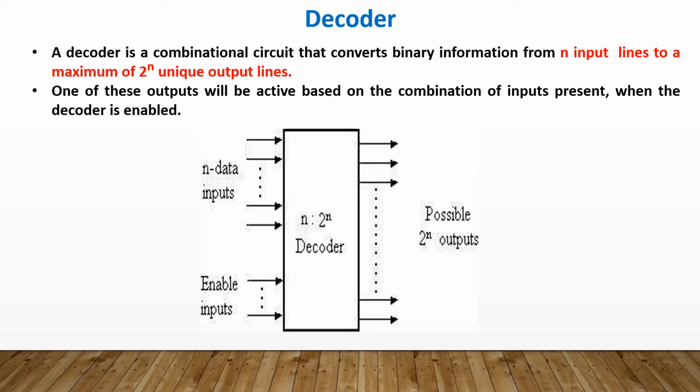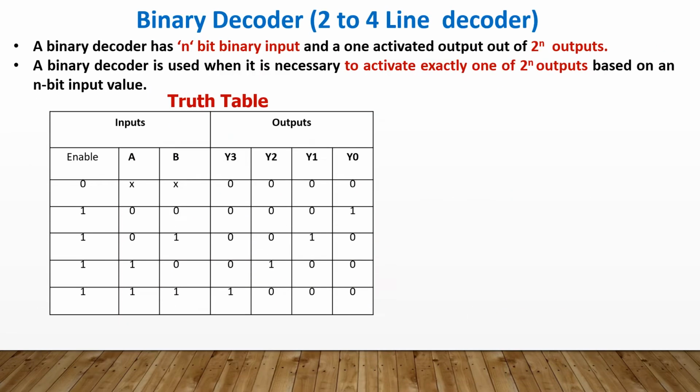Next, here is the binary decoder, that is, the 2 to 4 line decoder. This binary decoder has n binary inputs and one activated output out of 2 power n outputs. It is used whenever it is necessary to activate exactly one of 2 power n outputs based upon the n input line values. That's nothing but a binary decoder.